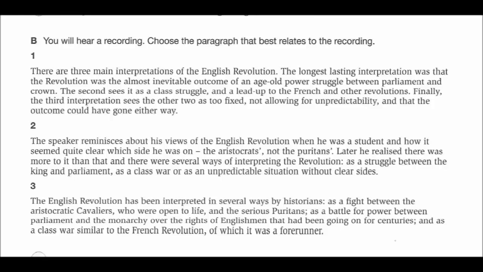Historians who supported the third approach saw that things weren't as clear-cut as the others thought. Instead of seeing the revolution as the result of long-term trends in the country's history, and therefore almost unavoidable, they focused on the details of the period immediately leading up to its outbreak and allowed for its unpredictability. The two sides also weren't so clear-cut, with some aristocrats supporting Parliament and some members of the working class fighting on the side of the monarchy.